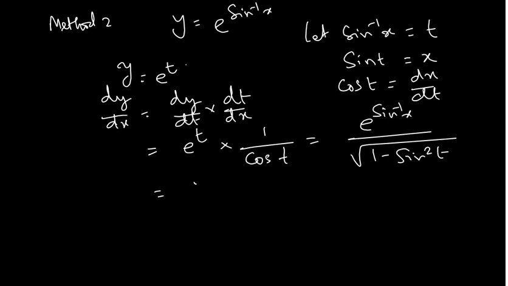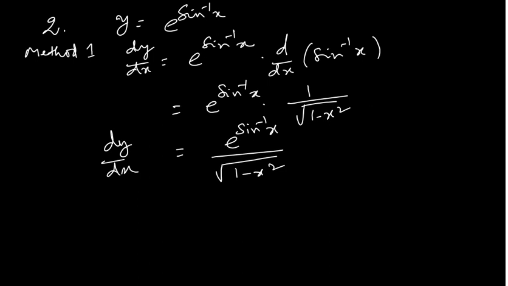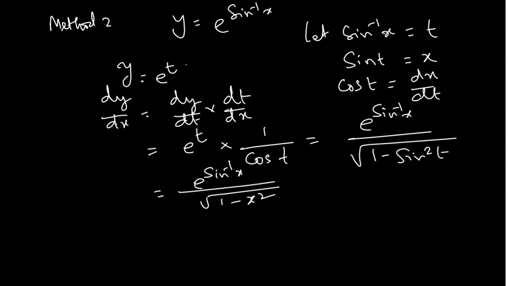So you will have e power sine inverse x divided by square root of 1 minus, sine square t is x squared. So you get the same result. Any method you can do in the exam, whichever method you feel good and easy, that's the one you should follow, and you will get full marks either way.